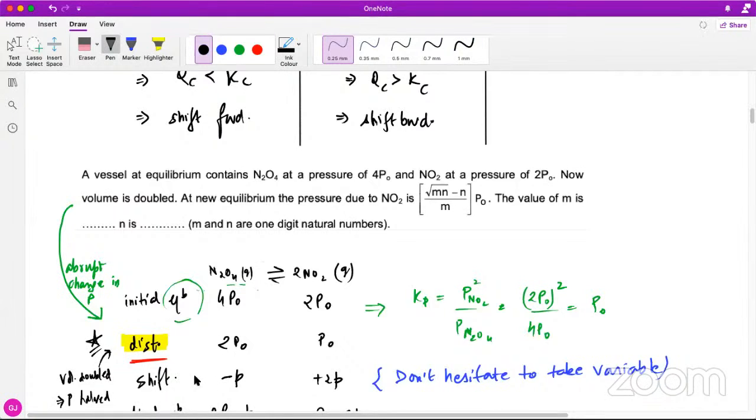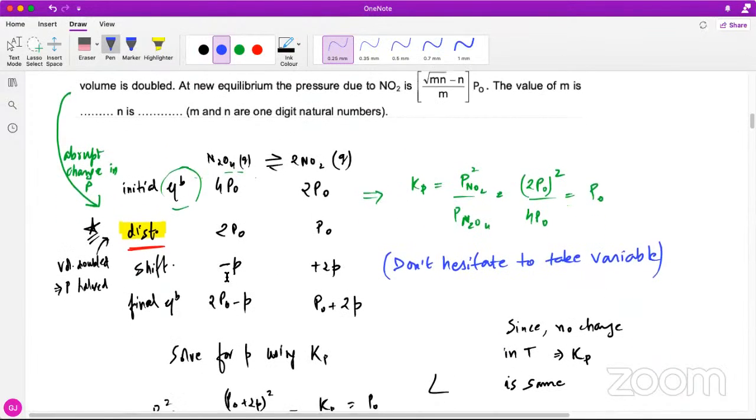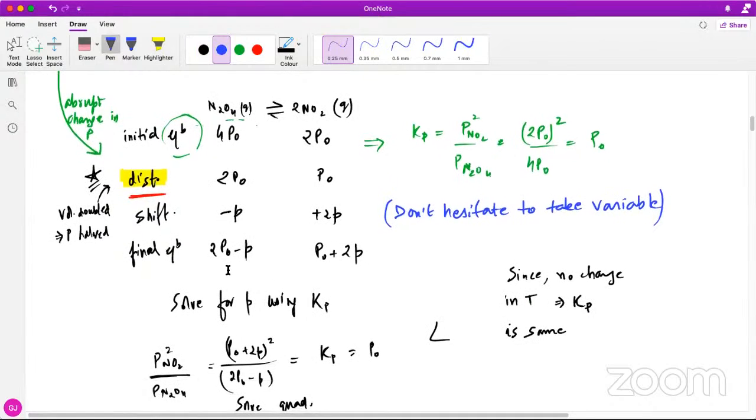अच्छा, अब इसके बाद हम लोग क्या लिखते थे नेक्स्ट? न्यू इक्विलिब्रियम, है ना? तो सिंपल है, यहाँ पर न्यू इक्विलिब्रियम हम लोग लिख लेंगे 2p0 minus p और ये p0 plus 2p. How do we solve for this small p? KP. Right, we understand that Kp will be valid for both the initial and the final equilibrium, so we use that and solve for the small p.